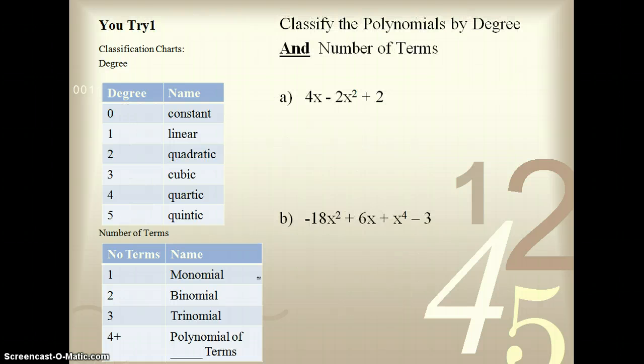So for you, you're going to classify the following 2: 4x minus 2x squared plus 2, and negative 18x squared plus 6x plus x to the 4th minus 3. So those are the 2 that you need to classify. I left the charts here so you could use them. Please understand that for quizzes and tests, you will not have the charts. So you do need to make sure that you know how to properly classify without them, meaning you actually need to know the terms: constant, linear, quadratic, cubic, quartic, quintic, and then also monomial, binomial, trinomial, and poly of.